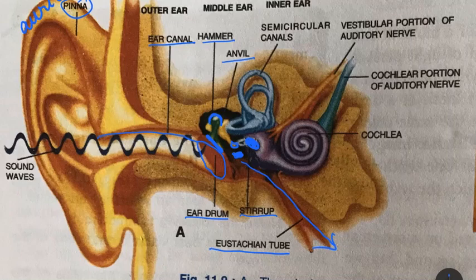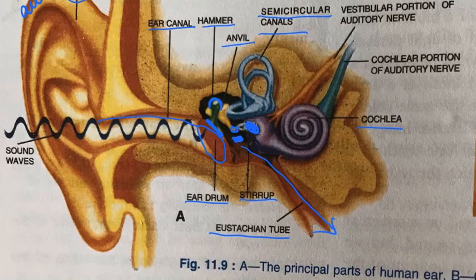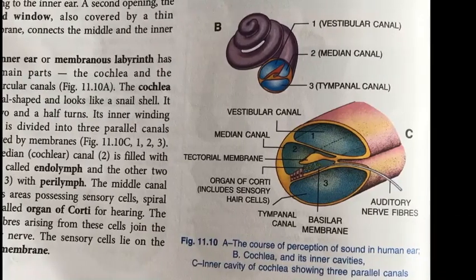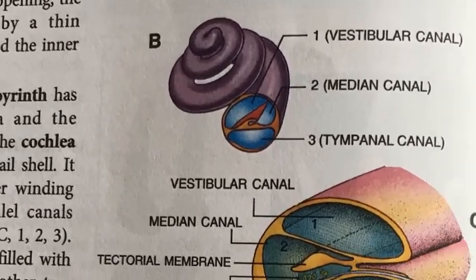Now moving on to the inner ear, which is also known as the membranous labyrinth. It has two main parts: the cochlea and the semicircular canals. Okay, the cochlea, you can see its spiral shape. It looks like a snail shell. It has 2.5 turns.